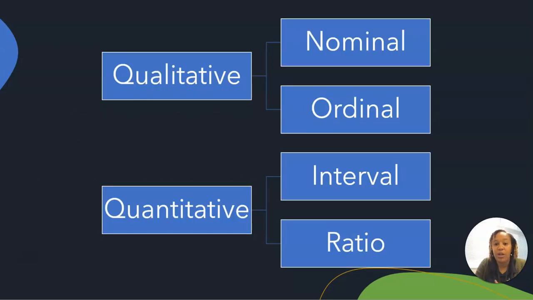So these are our 4 levels: nominal, ordinal, interval, and ratio. The first 2 levels are qualitative data. They're only categorizing, and the difference with ordinal is that you can actually rank your categories. And then these last 2, interval and ratio, are dealing with numbers, which are quantitative, okay? So these last 2 levels are quantitative.